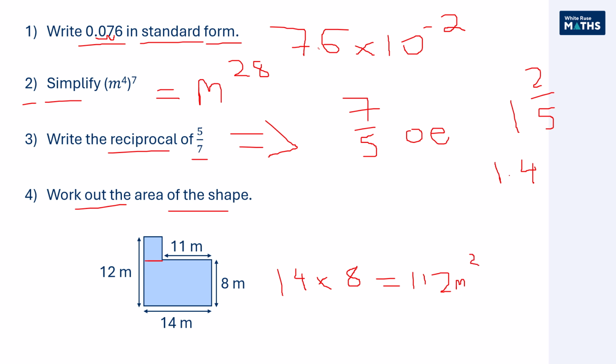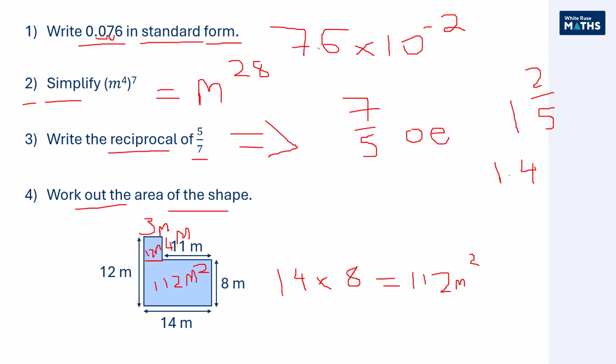What about the area of this rectangle here? That's 8 and that's 12. This part has to be equal to 4, because 4 plus 8 makes 12, so that's 4 meters. And then here, if that's 14, that's 11. 11 plus what makes 14? That's going to be 3. So now do 3 by 4. 3 times 4 is 12, so it's 12 meters squared.